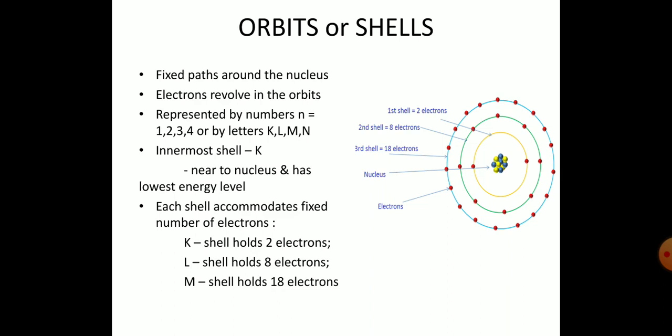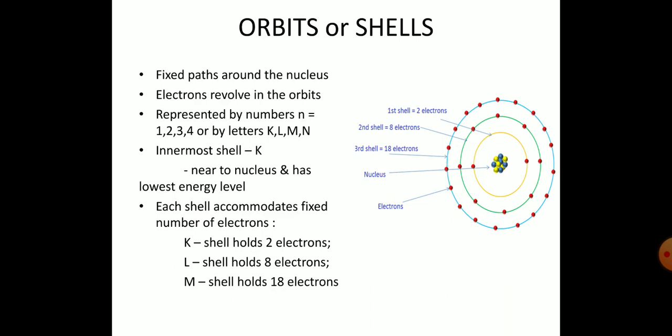This 2 into n squared formula is not there in your book. It will be there in your 8th standard only. But you should know how it is having only these numbers, where these numbers came from. So in the K shell, you will have only 2 electrons. In the L shell, you will have 8 electrons. And in the M shell, you have 18 electrons.